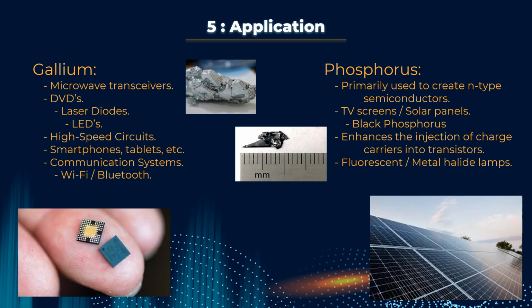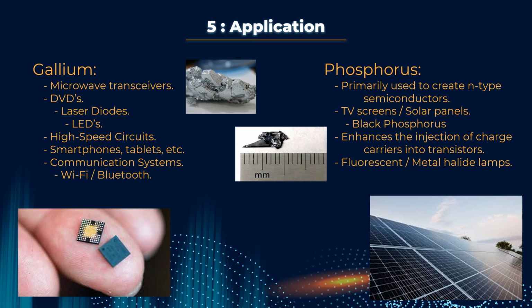Finally, let's talk about the application of our semiconductors in electronics and photovoltaics. Starting with gallium, this semiconductor can be used in receivers that catch microwave radiation and is also used in DVDs and compact discs. It is used in the laser diodes in these discs, as well as LED lights. This metal can be found in high-speed circuits, as well as our smartphones, computers, and other handheld electronic devices. If we look to the bottom of the slide, we can see gallium used in a computer chip for vehicle radar systems. To wrap up, it is also used very commonly in communication systems like our Wi-Fi and Bluetooth.